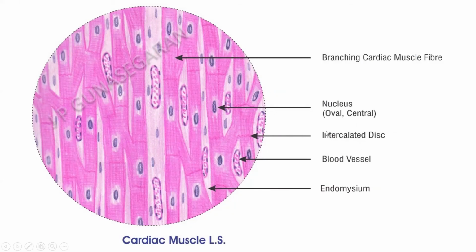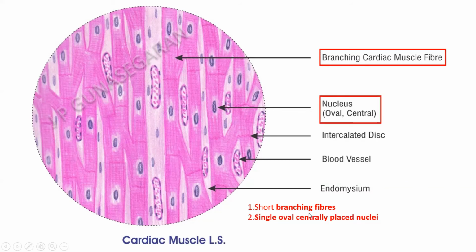This is an H&E drawing of a longitudinal section of cardiac muscle, and it can be identified by the presence of short branching fibers, a single oval centrally placed nucleus, and the presence of intercalated discs, which are the specialized cell junctions.